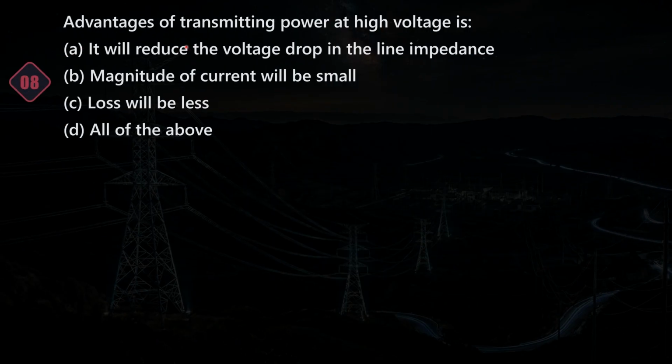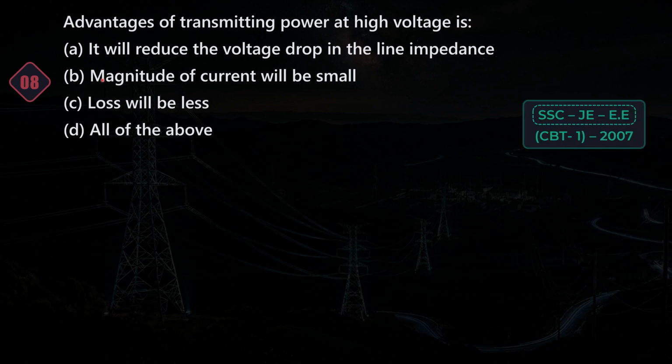Advantages of transmitting power at high voltages. Option A, it will reduce the voltage drop in the line impedance. Option B, magnitude of current will be small. Option C, loss will be less. And option D, all of the above.